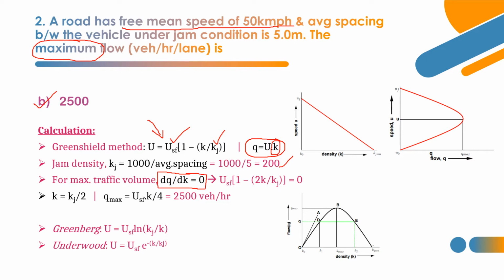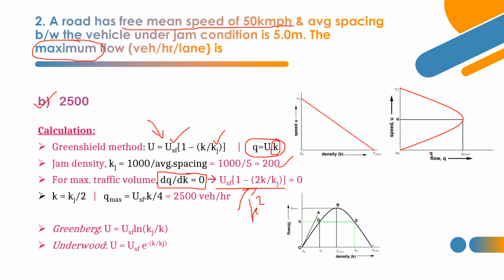So USF into K minus K square by Kj will be arrived. On differentiating that equation, we get this as the answer: USF into 1 minus, that is K square, right? Because K square by Kj. So on differentiation, that will become 2K by Kj equals to 0. Now USF can be cancelled out, and 1 minus 2K by Kj equals to 0.